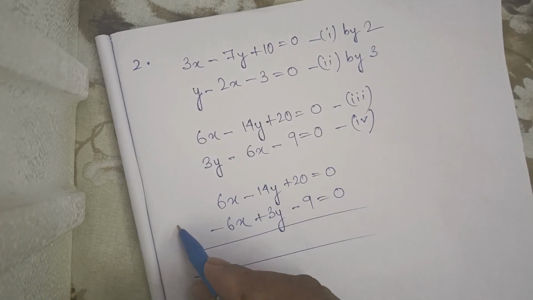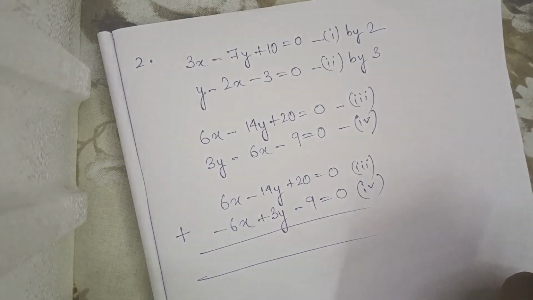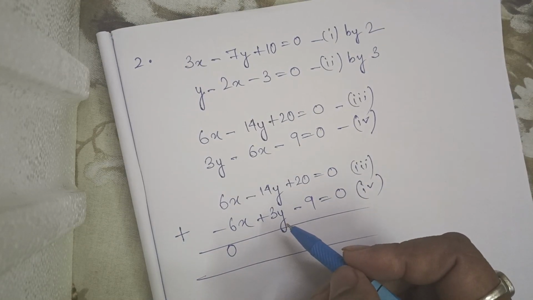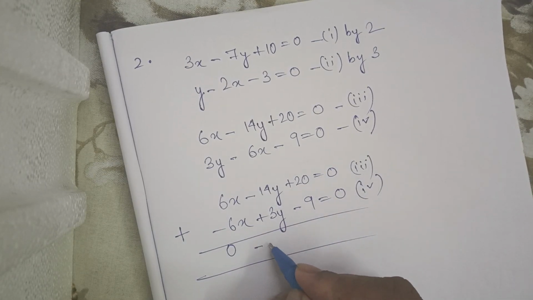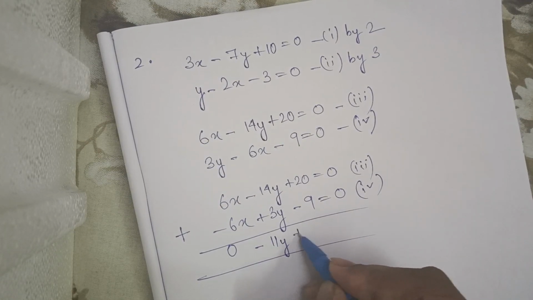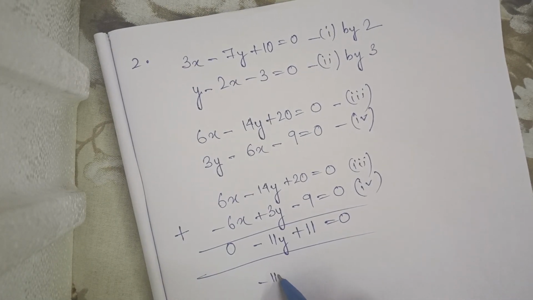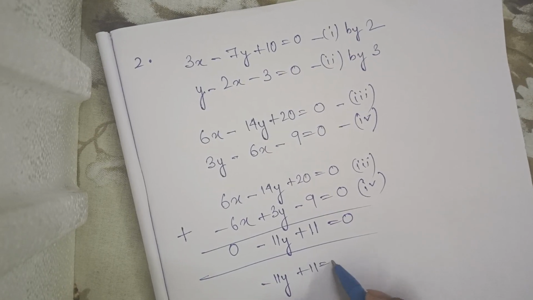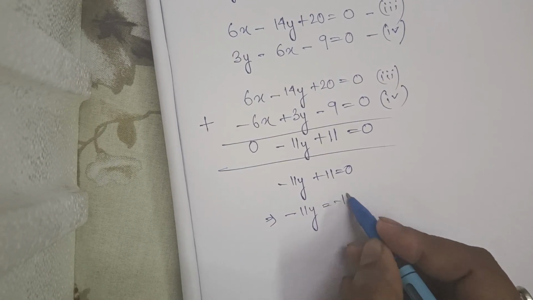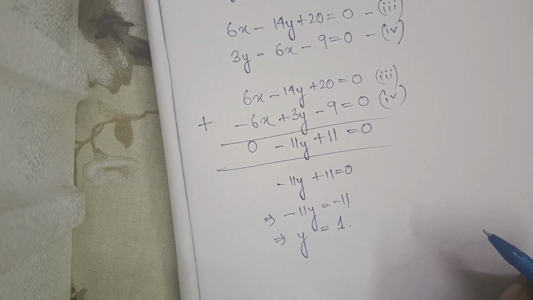Now we'll add equation 3 and 4. So adding equation 3 and 4, we get 6x minus 6x becomes 0, minus 14y plus 3y becomes minus 11y, and 20 minus 9 becomes positive 11 equals to 0. So minus 11y plus 11 equals to 0, and the value of y is 1.